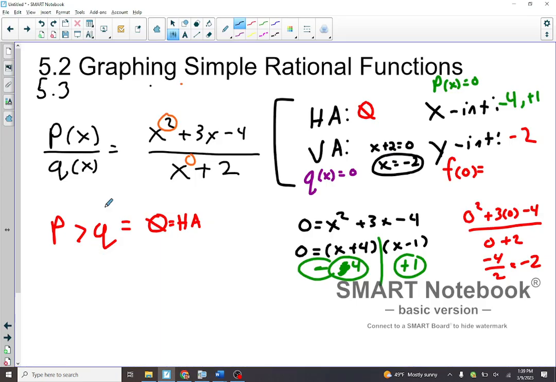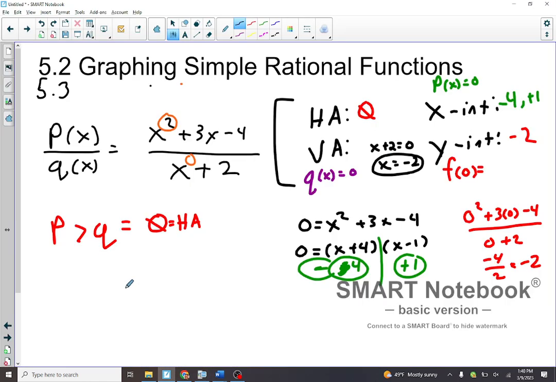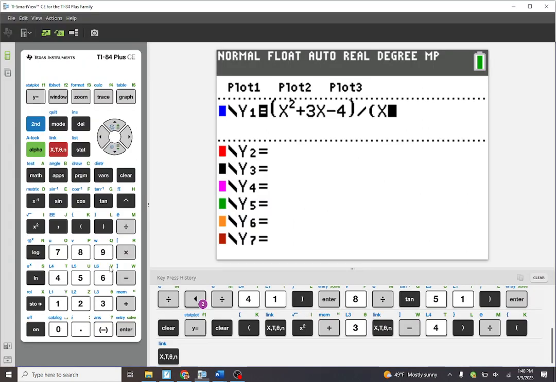How did you factor the thing again? Is it like 4 and negative 1? 1 multiplies to negative 4, that adds to positive 3. So x squared plus 3x minus 4 divided by, make sure you put parentheses or it won't work, x plus 2.